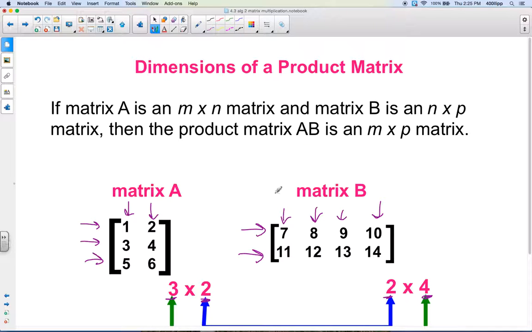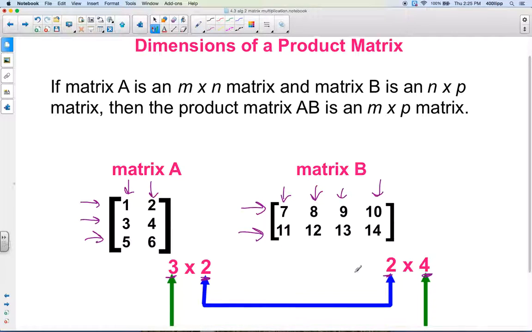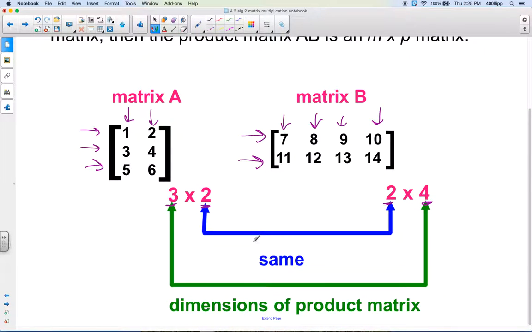So in order to multiply these matrices, these numbers here have to be the same. Okay? And the outside numbers, the 3 and the 4, those are going to be the dimensions of the product matrix. So when you multiply matrix A and matrix B, it'll come out to be a 3 by 4 matrix. So you first have to look to see if you can multiply the matrices, and once you know that you can, because these inner numbers are the same, then you'll look to see what the new dimensions are, and then we'll go about multiplying them.